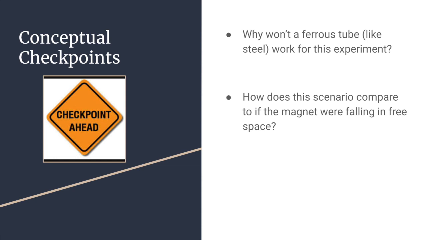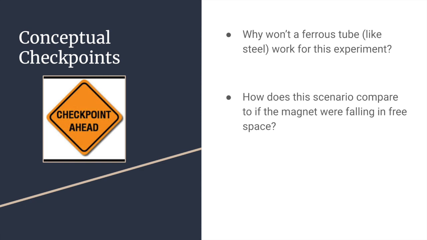So some conceptual checkpoints. Why won't a ferrous tube like steel work for this experiment? If the tube was ferrous, like steel, that means it has iron in it. Iron is naturally magnetic, and if the tube were magnetic, the magnet would simply stick to the sides and it wouldn't actually fall through, so it wouldn't work.